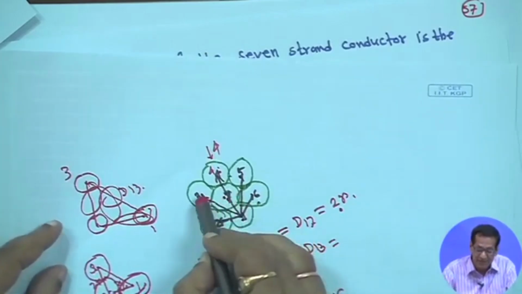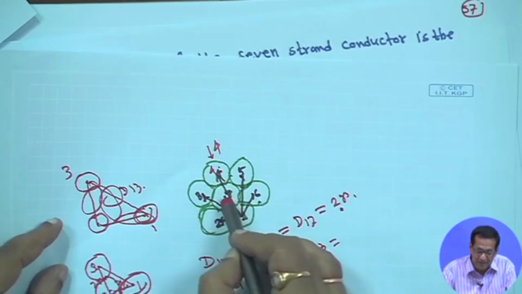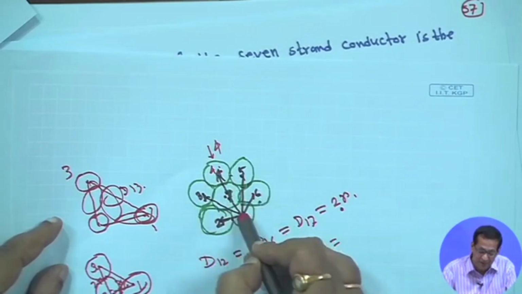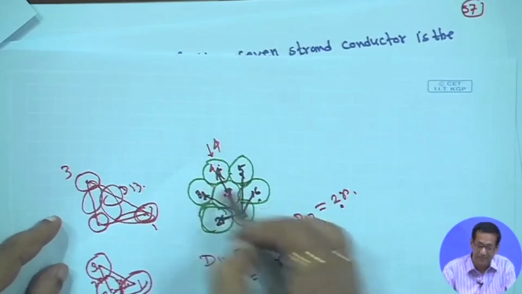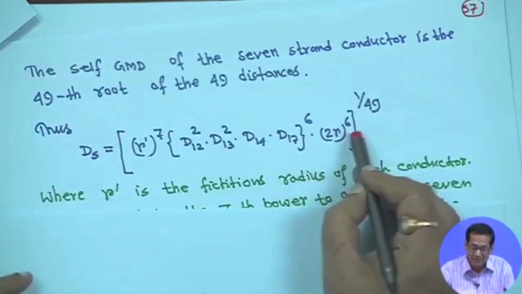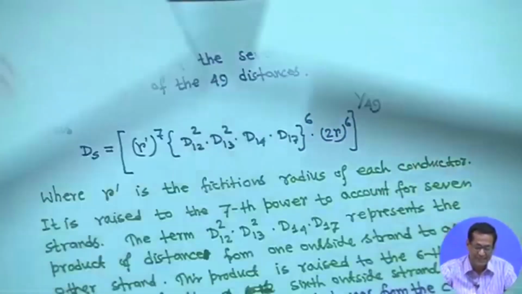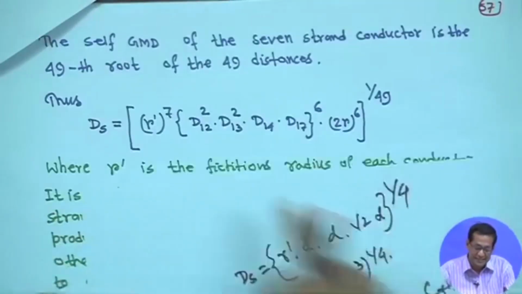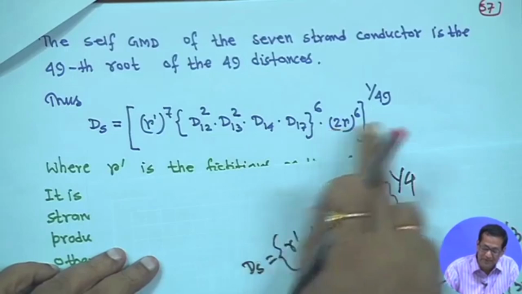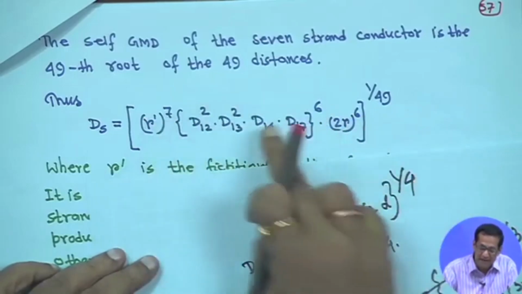So, from here to here 2r, here to here 2r, here to here 2r, here to here 2r, here to here 2r, here to here 2r, 6 times, that is why into 2r to the power 6. So, total to the power 49. Now, for how we will check it, whatever will be there inside, all together if you add the powers, it has to be 49.